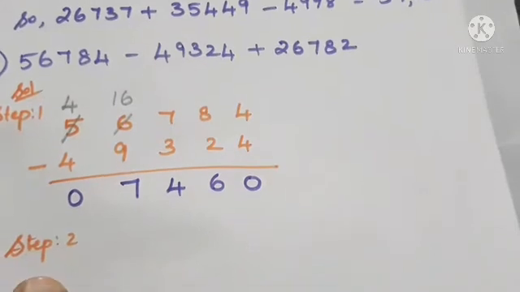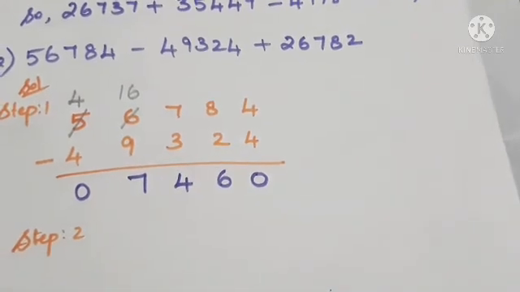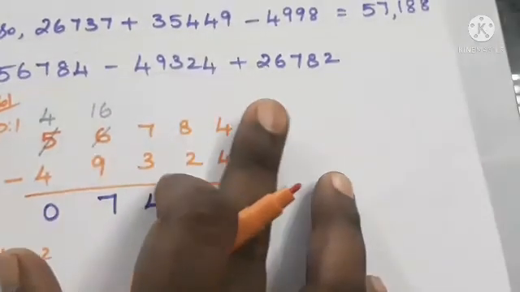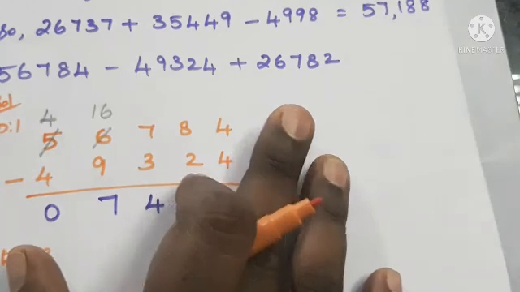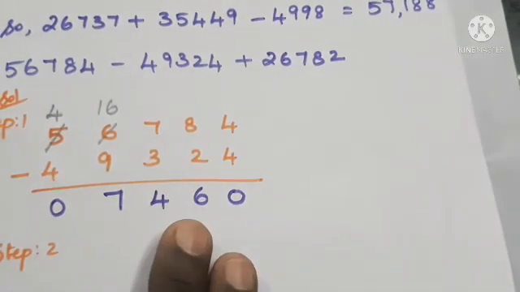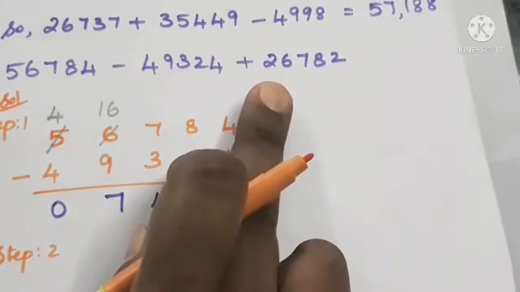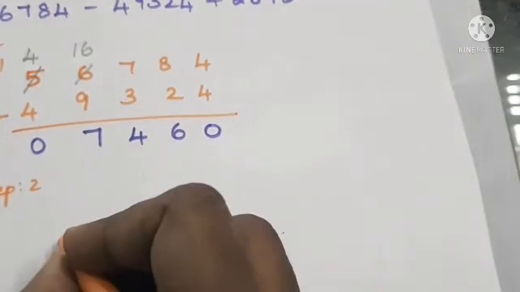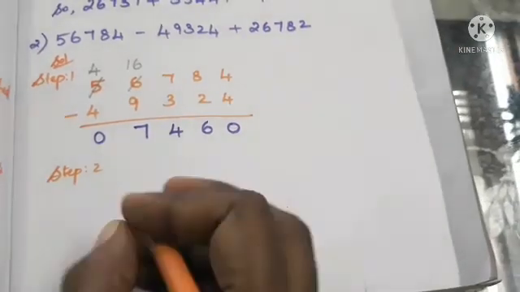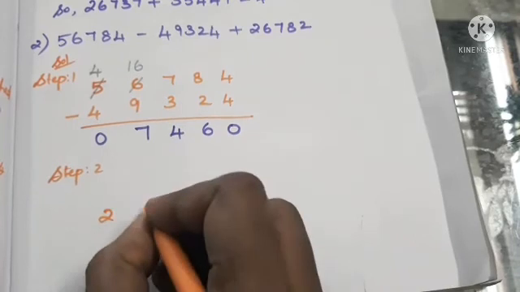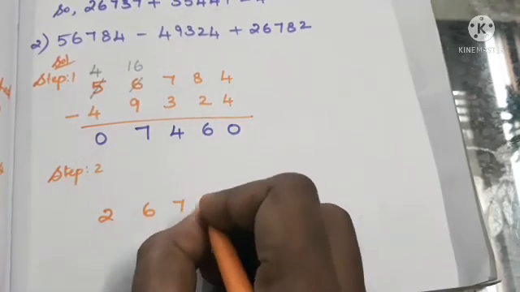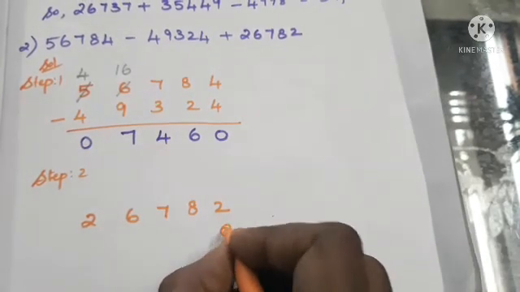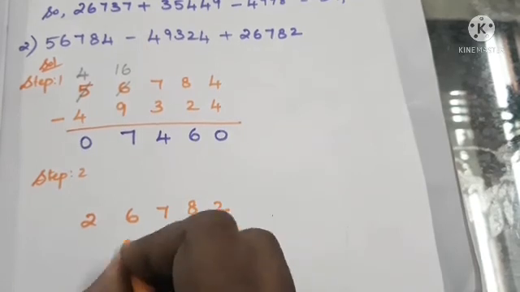Okay, step 2. What do you have to do? Carry out the second operation using the answer of step 1. So the second value we have is 26,000. We can write the bigger value first, so leave one or two lines. We can write it here: 26,782. Then we can write the smaller value, that means 7,460.